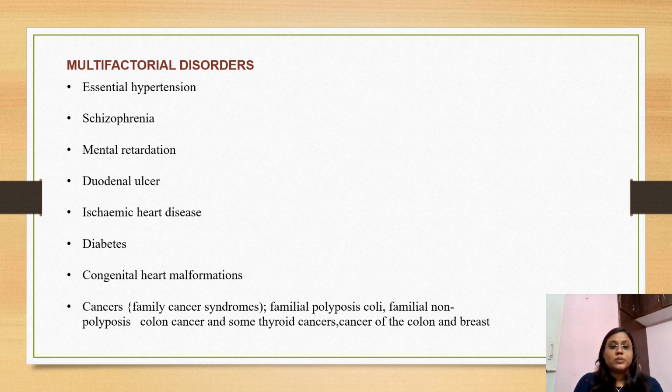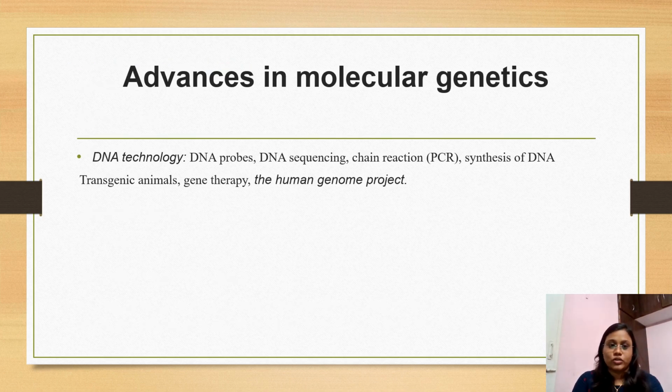Now, hypertension, diabetes, ischemic heart disease, schizophrenia, duodenal ulcer, congenital heart malformation, and cancer: these are all multifactorial disorders that also have a genetic predisposition. As we have seen, diabetes has an HLA association. Cancer has P53 gene mutation, and BRCA1 and BRCA2 gene associations. So these multifactorial disorders have a genetic predisposition. So prevention is also an important factor, and prevention of genetic disorders will also have some role in prevention of these multifactorial disorders.